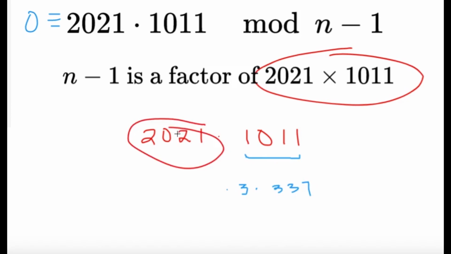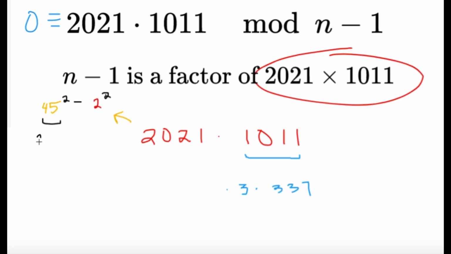And then the 2021, there's actually a nice way to factor this, because 2021 is equal to 45 squared minus 2 squared. Well, 45 squared is 2025, and 2 squared is just 4. This is a simple algebra trick. We can use the a squared minus b squared factoring trick, and this is going to factor into 45 minus 2 times 45 plus 2, which gives us the two factors of 2021. You'll be amazed to realize that this is just equal to 43 times 47, both of which are prime numbers.